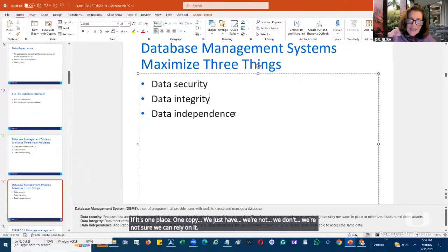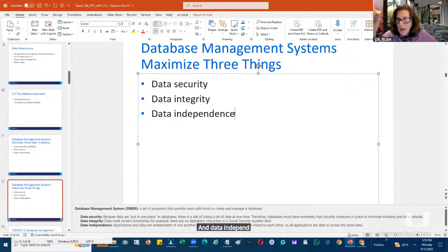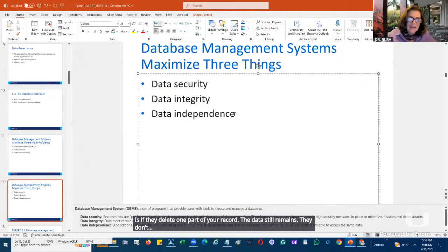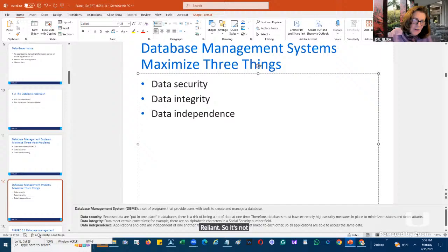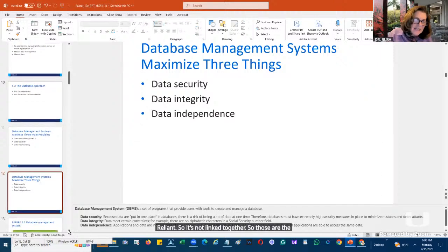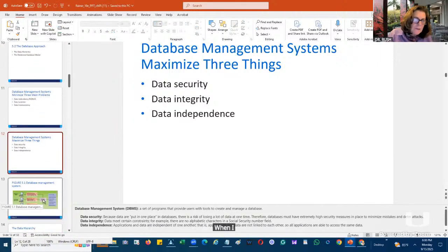And data independence, what I want to make sure is if they delete one part of your record, the data still remains. They're not reliant on each other, so it's not linked together. So those are the keys when I talk about it. So I know this is the case.